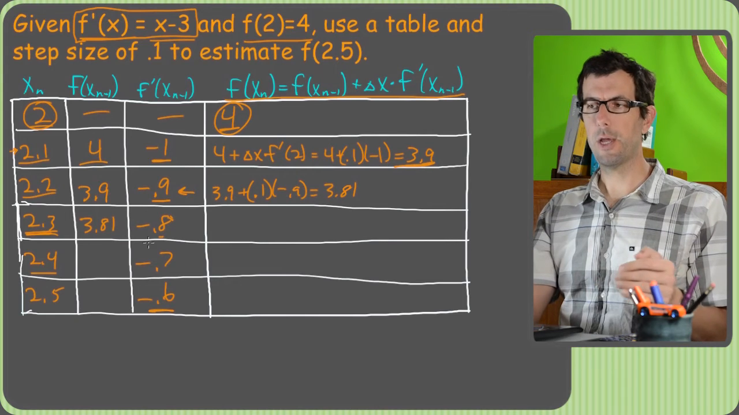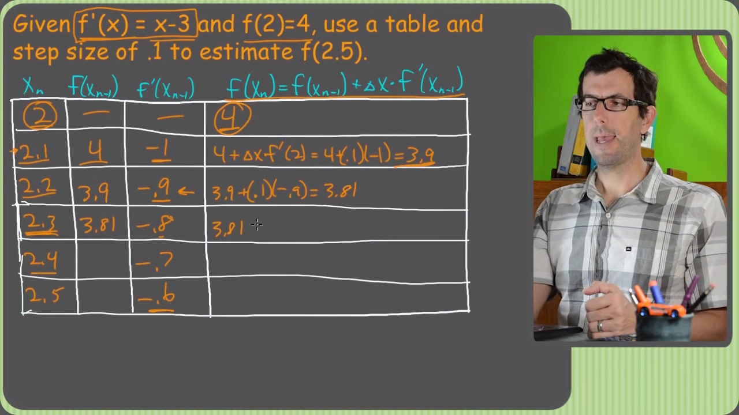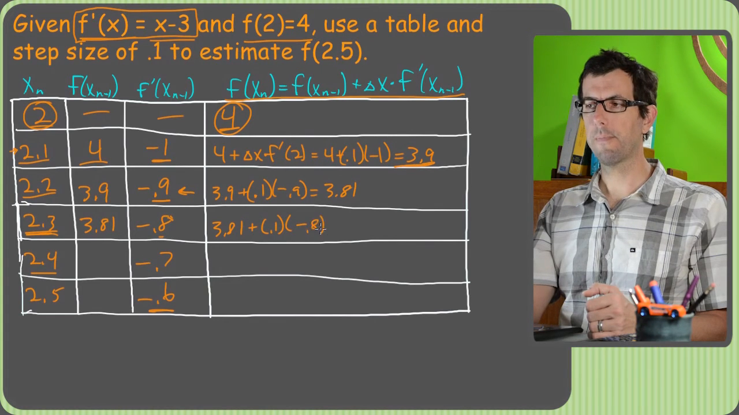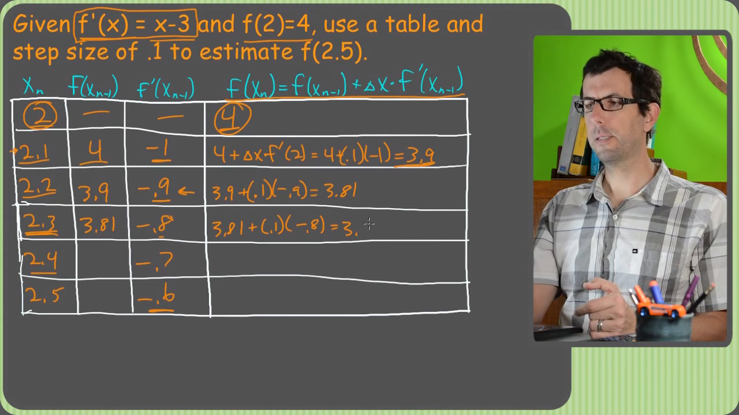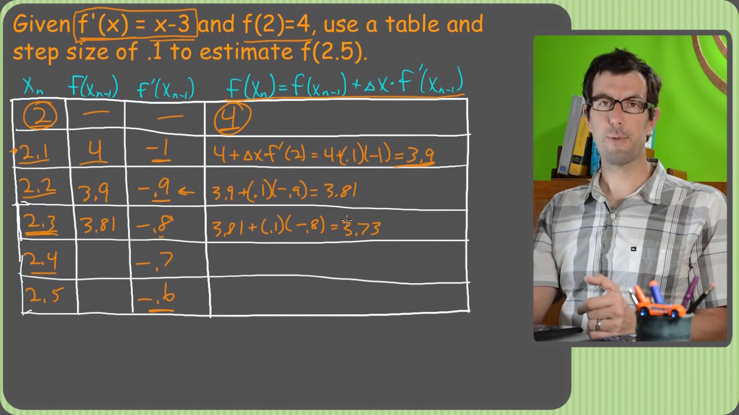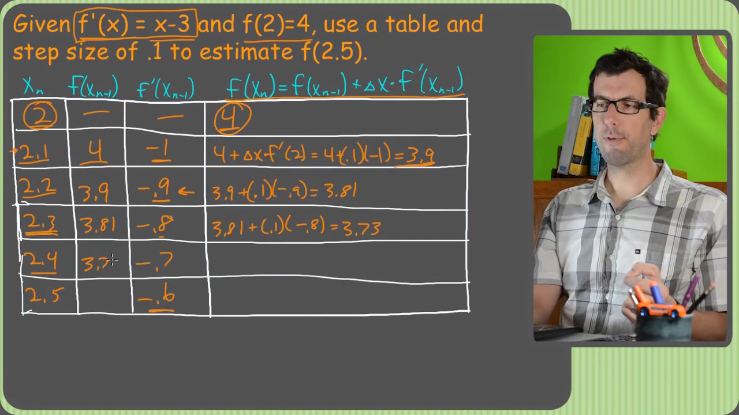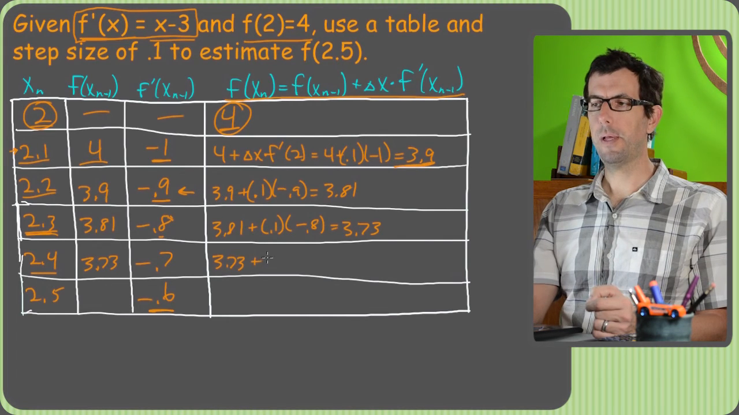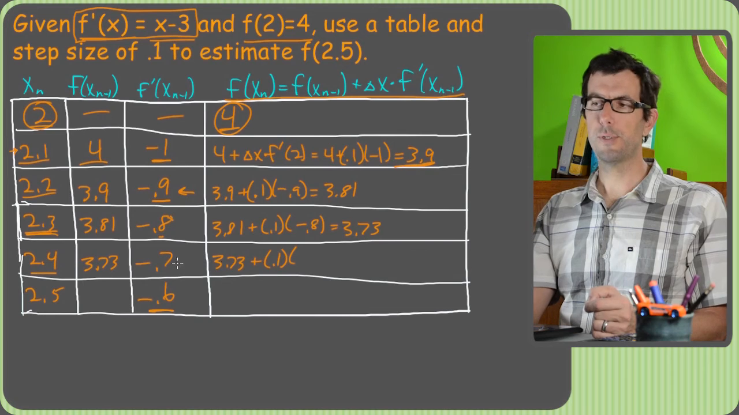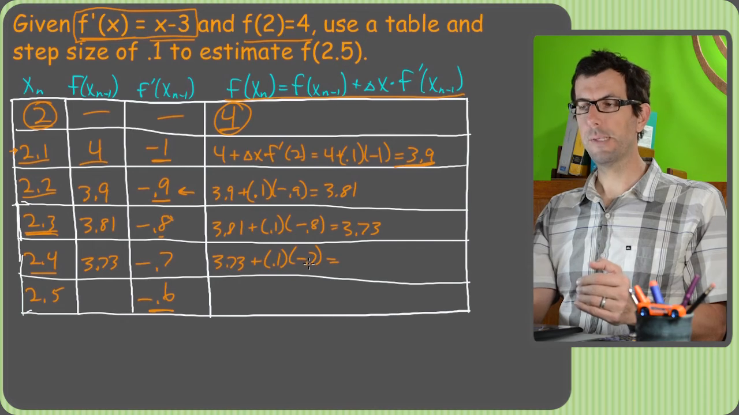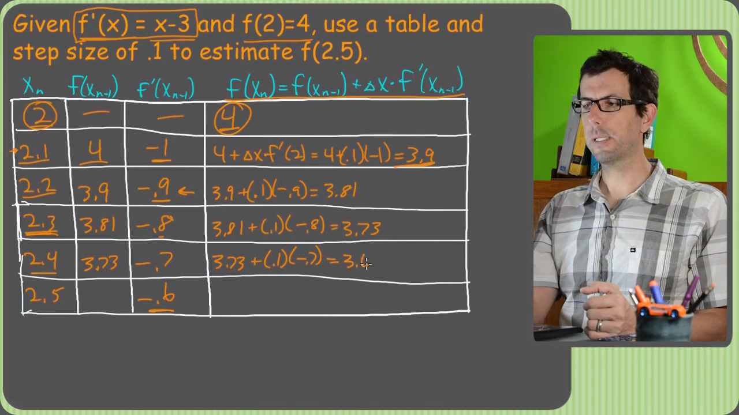All right, so for my next little jaunt, I'm starting at 3.81, and then I'm going to go an increment of 0.1 at a slope of negative 0.8. So that's 3.81 minus 0.08 is 3.73. What do I do when I get 3.73? I immediately copy it down as my new starting value for y on this row. So now I got 3.73 plus my step size of 0.1 times this new slope, which is negative 0.7. So 3.73 minus 0.07 is 3.66.